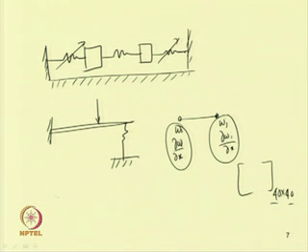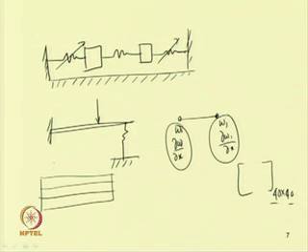Similarly, let us take a sandwich beam. If we are considering only 3 layers, this is the top skin, this is the core, and this is the bottom skin.